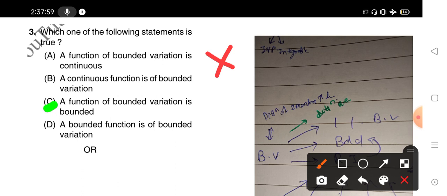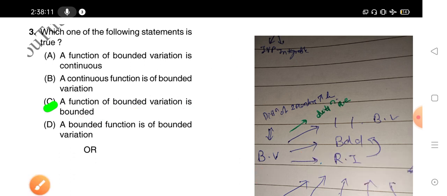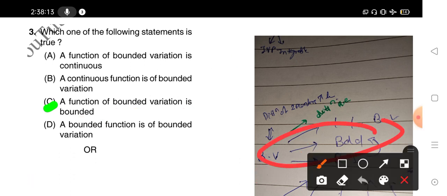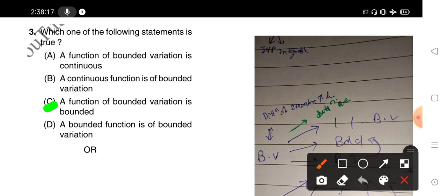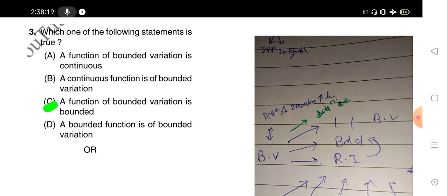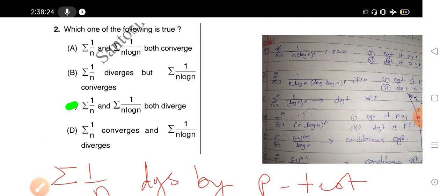A continuous function is of bounded variation. Continuous implies bounded variation, this is also wrong. A function of bounded variation implies bounded. Bounded variation implies bounded. Option C is correct from this result. And a bounded function is of bounded variation. This is the converse, which is not true. Option C is correct. Which one of the following is true?